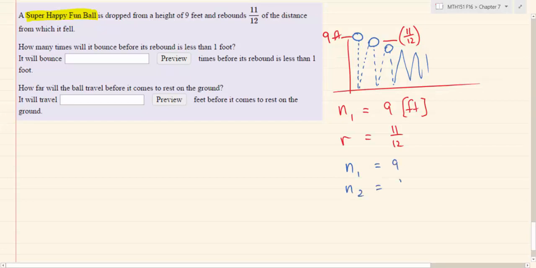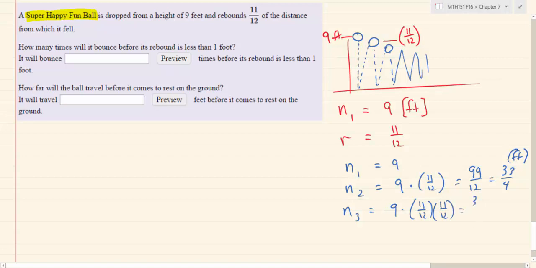n sub 2 would be 9 times 11/12, which is 99/12, which becomes 33/4 of a foot. That's the height. And n sub 3 would be 11/12 of the previous version. So that's 33 over 4 times 11/12, or maybe another way we could write this would be 9 times 11/12 times 11/12, which is going to be 33/4 times 11/12, which is 363 divided by 48 feet.